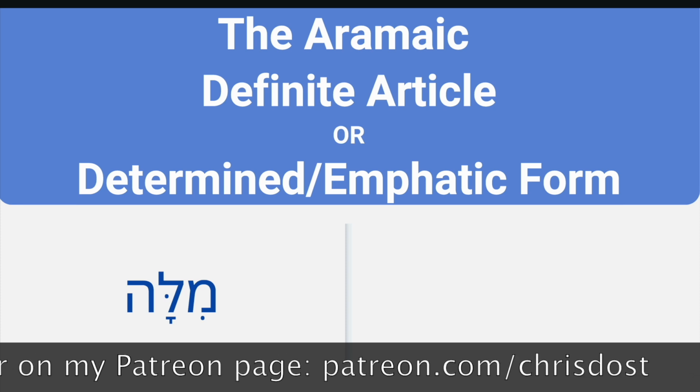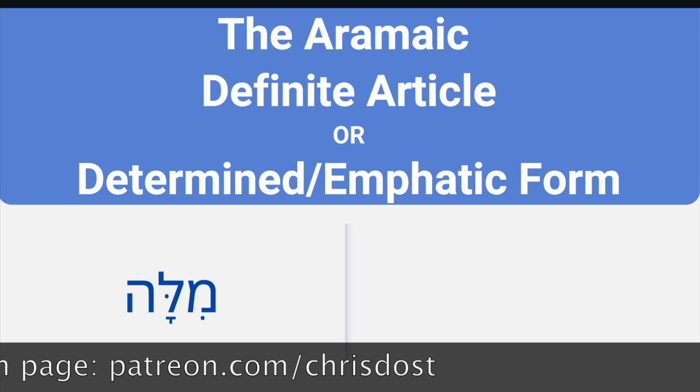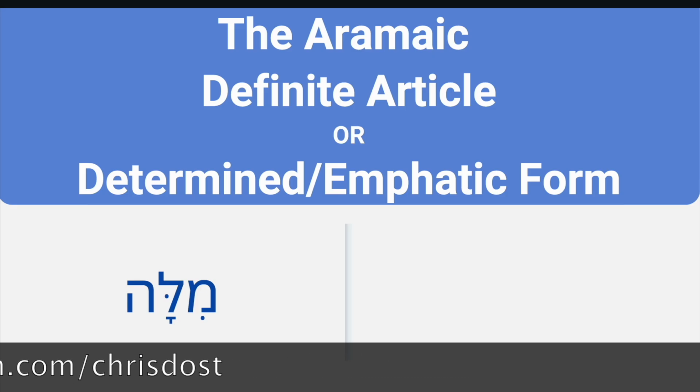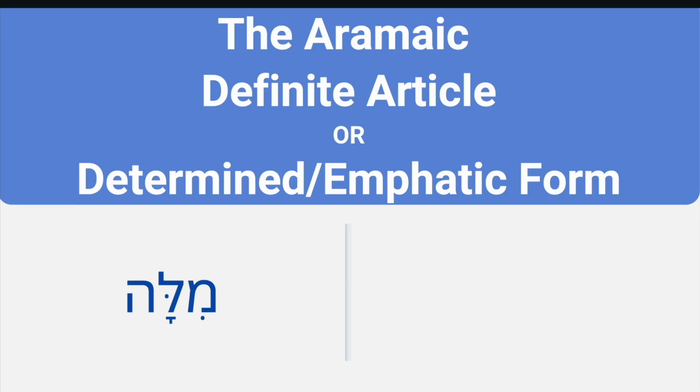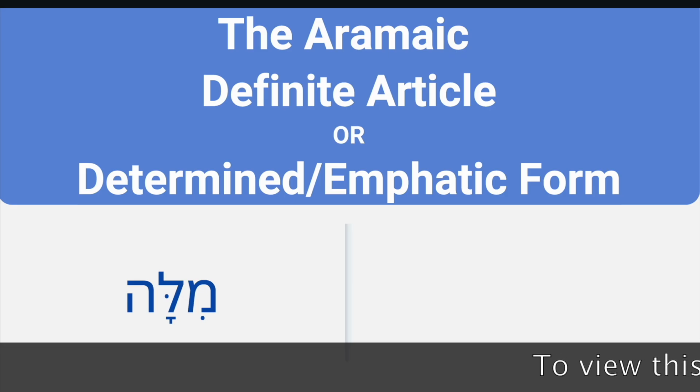So the kamatz he can be a suffix indicating that a masculine form is in the determined state. But the kamatz he can also serve to indicate that we are dealing with a feminine singular absolute noun or adjective. And that's what we have in this case. Milah is a feminine singular absolute noun.